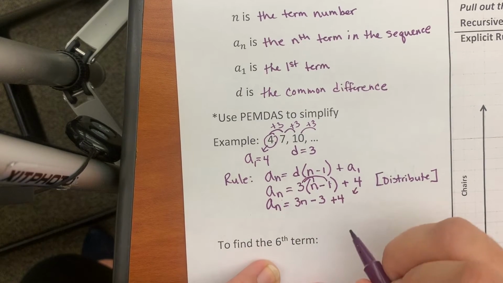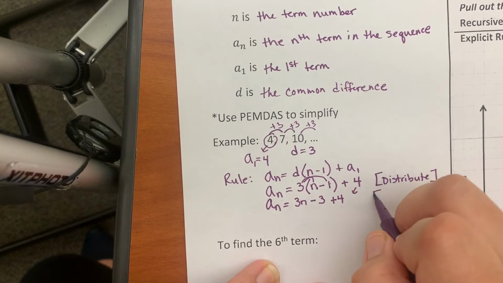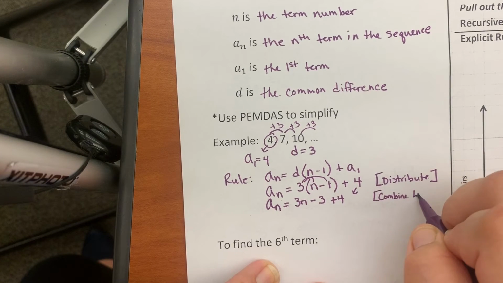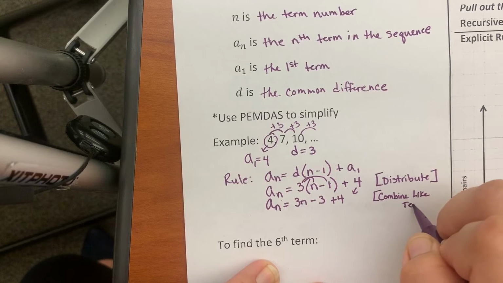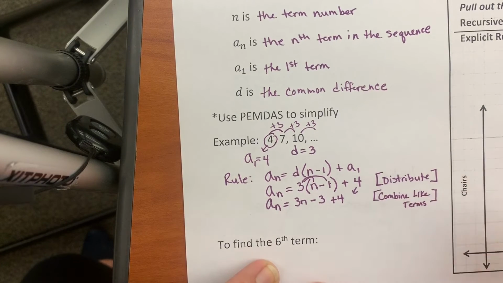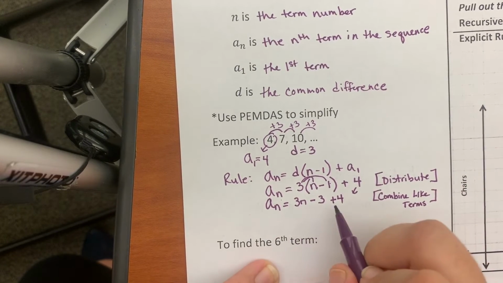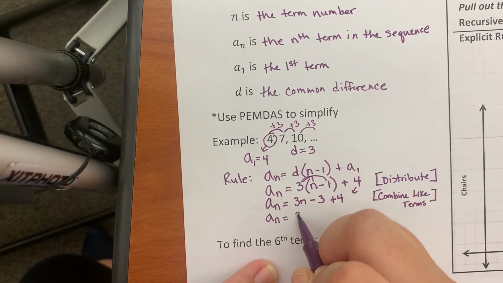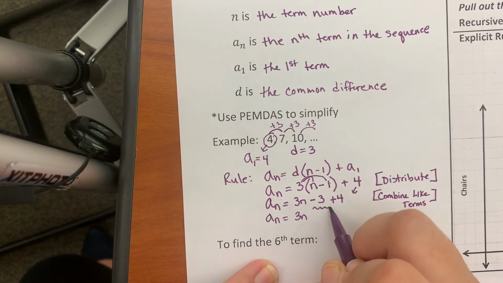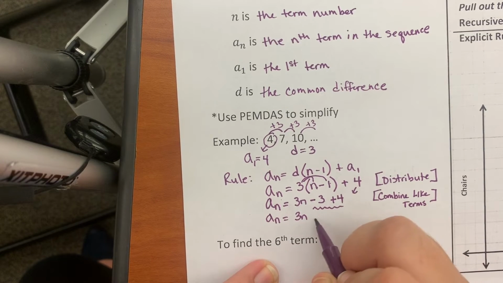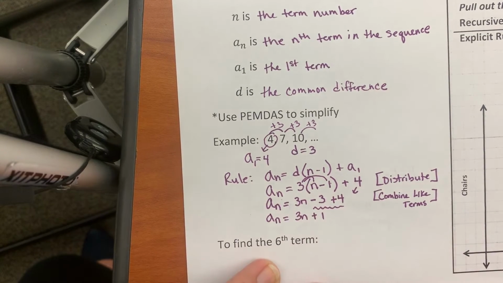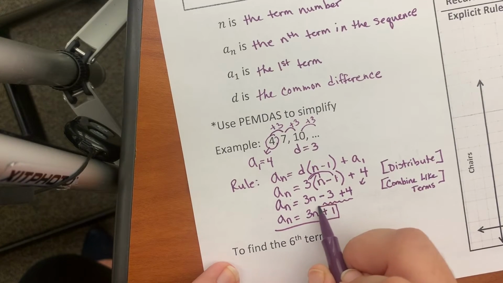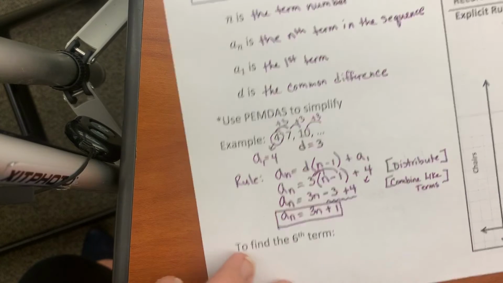So we're almost simplified here, but we have to look for like terms. The next thing we're going to do is combine our like terms. The only things I have that are like are these two numbers at the end here. So a sub n equals, I'm going to bring down the 3n, and then I'm going to combine this negative 3 plus 4, and when I do that I get 1, so I have plus 1. So this here is our simplified rule for this arithmetic sequence.